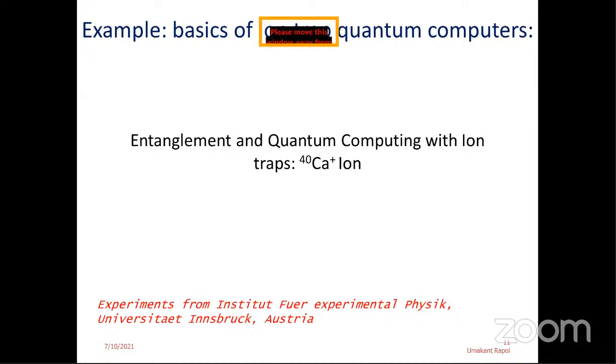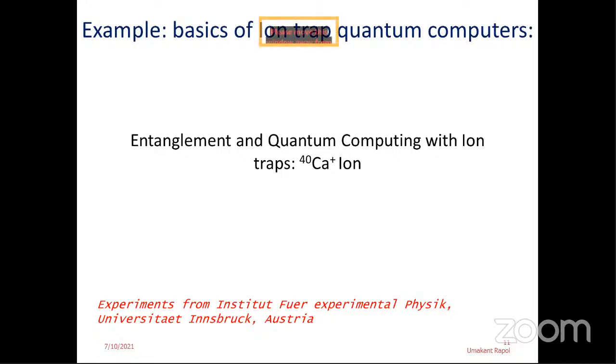So I'll just take an example of a calcium ion system, with experiments done at the Institute for Experimental Physics at the University of Innsbruck, where I had worked in the past, long ago. I'll just take a few examples of how one manipulates these quantum mechanical bits. This is just an example. There could be other systems also.